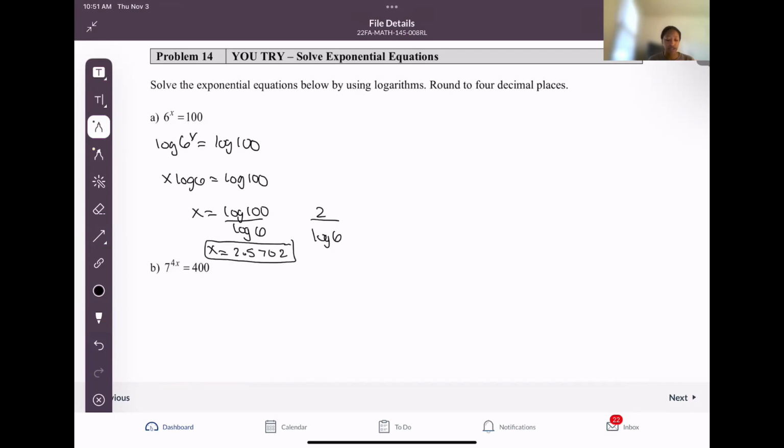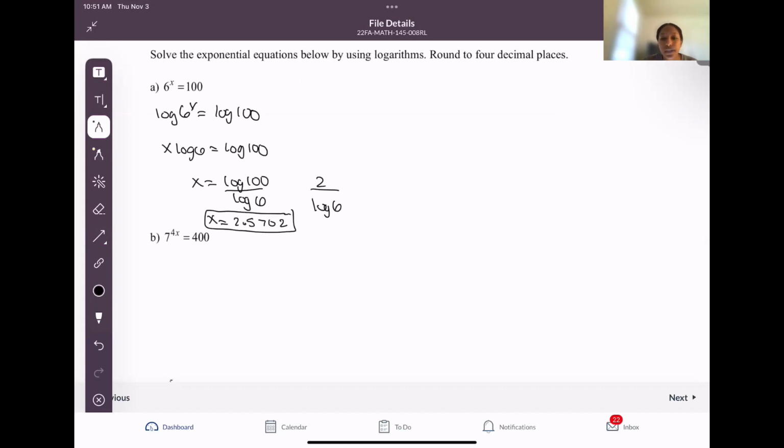That is the correct answer. So very good, Luis. Does anyone want to share the answer that they got for part B? 7 to the 4x equals 400. If anybody got one, you can just tell me what you got for x.